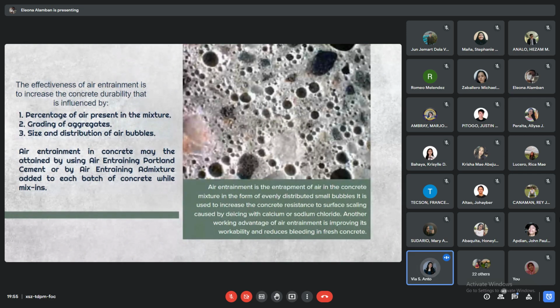So, the effectiveness of air entrainment in increasing the concrete durability is influenced by, first, the percentage of air present in the mixture; second, the grading of aggregates; third, the size and distribution of air bubbles. Therefore, air entrainment in concrete may be attained by using air entraining Portland cement or by air entraining admixture added to each batch of concrete while mixing.